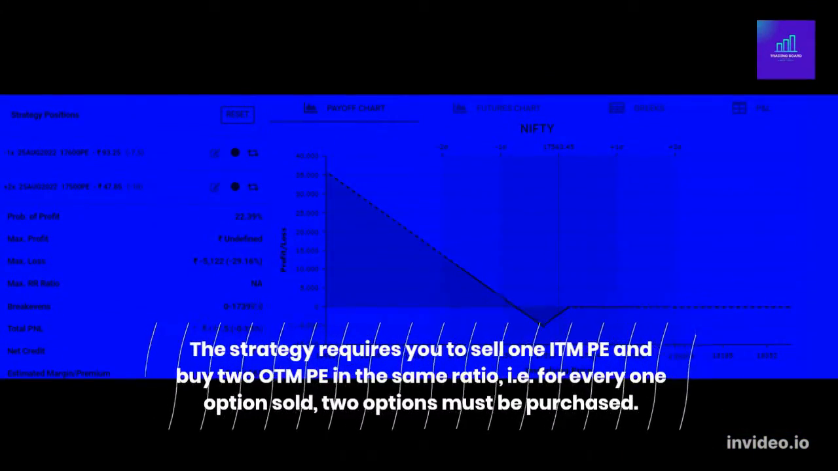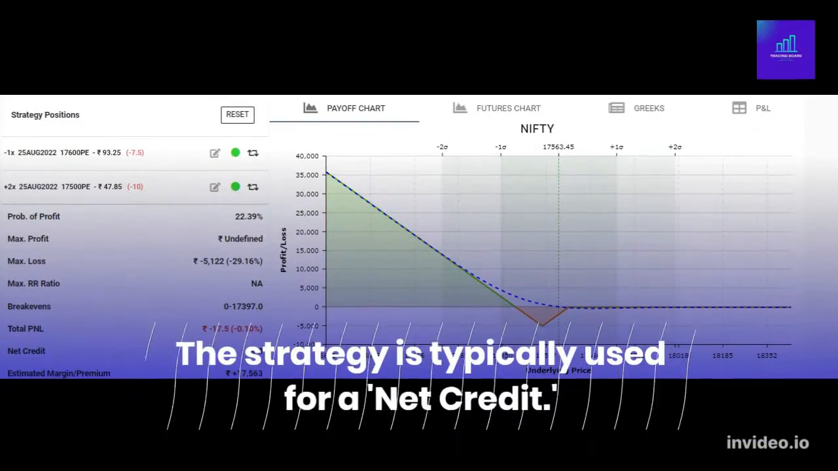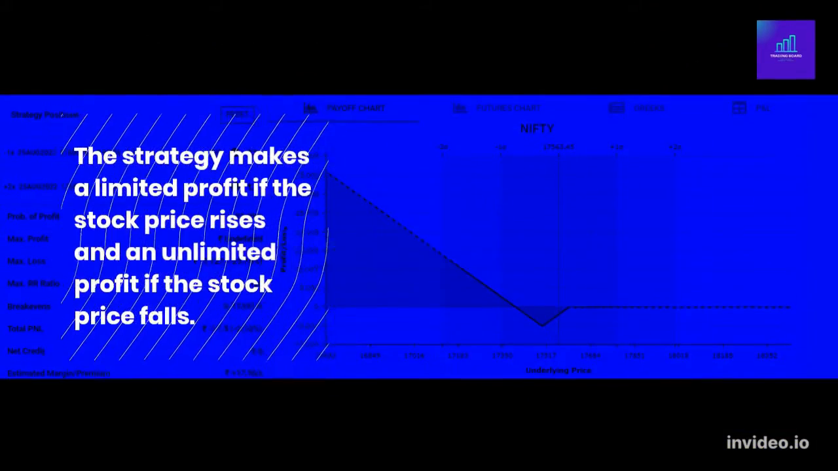The strategy requires you to sell one ITM PE and buy two OTM PE in the same ratio, i.e. for every one option sold, two options must be purchased. The strategy is typically used for a net credit. The strategy makes a limited profit if the stock price rises and an unlimited profit if the stock price falls.